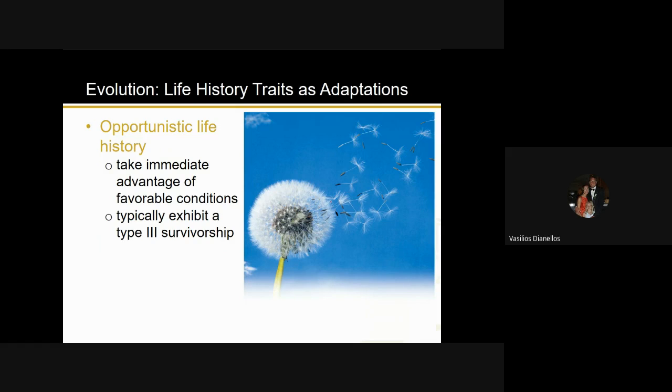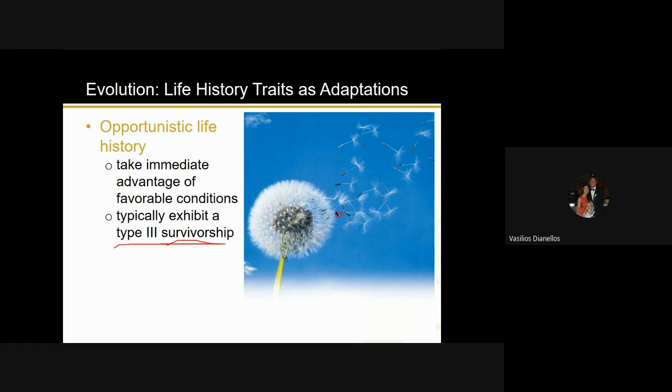Again, each one of these little seeds, that is an offspring, right? So the chances of each one of those things turning into a full-grown plant is very slim. Most of those seeds aren't going to make it. But the ones that do make it have a good chance of survival. And again, that's a type 3 survivorship.